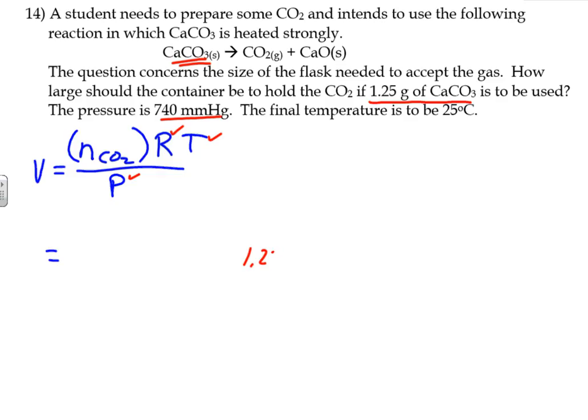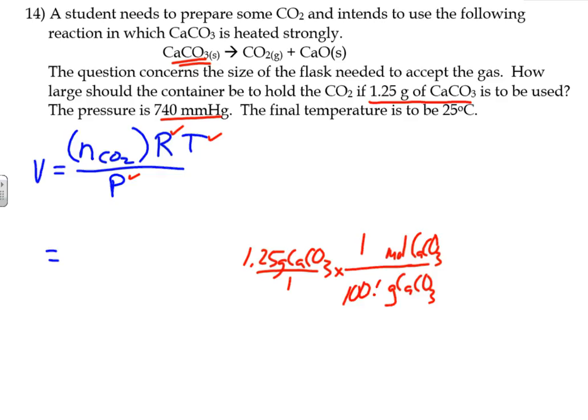So we go 1.25 grams of calcium carbonate. And we're going to go grams to moles for that. So grams of calcium carbonate to moles of calcium carbonate. So 1 mole, I look up my periodic table and add up the formula mass for the calcium carbonate, and I get 100.1 for the mass there. And then, according to my equation, for every 1 mole of calcium carbonate that reacts, I'm going to produce 1 mole of CO2.